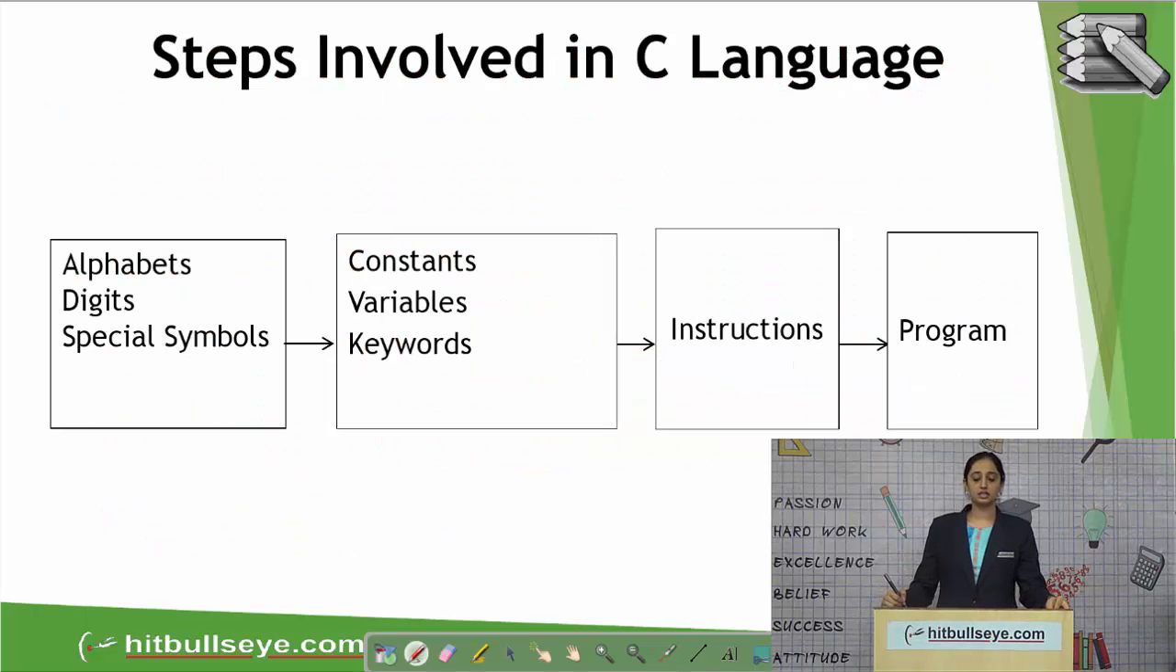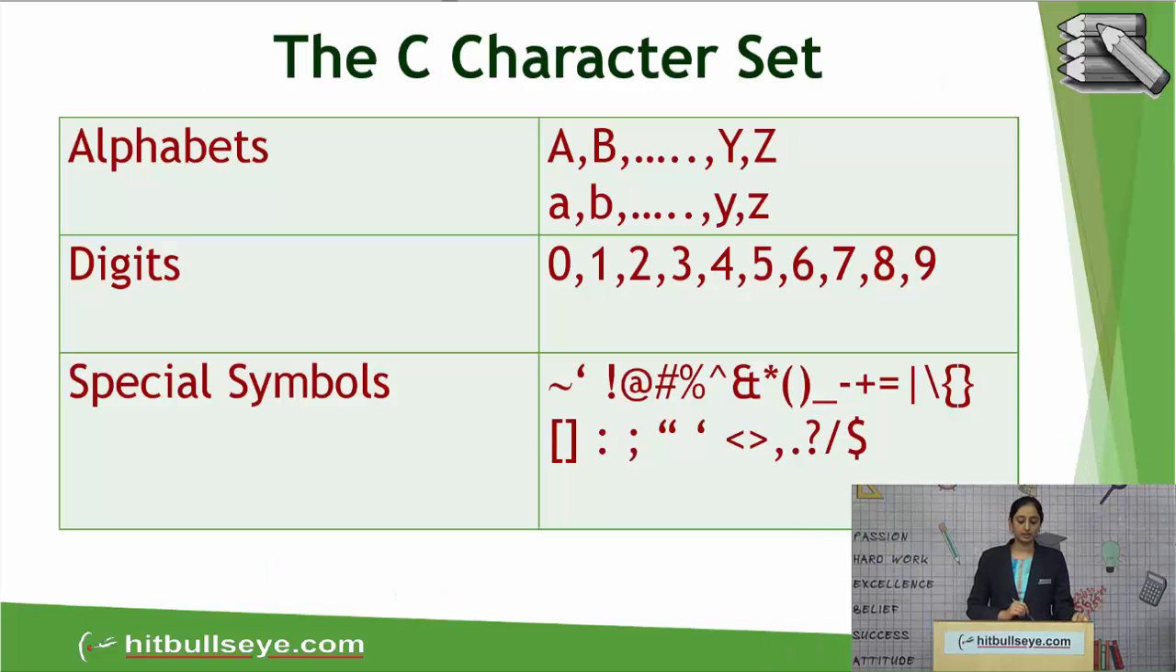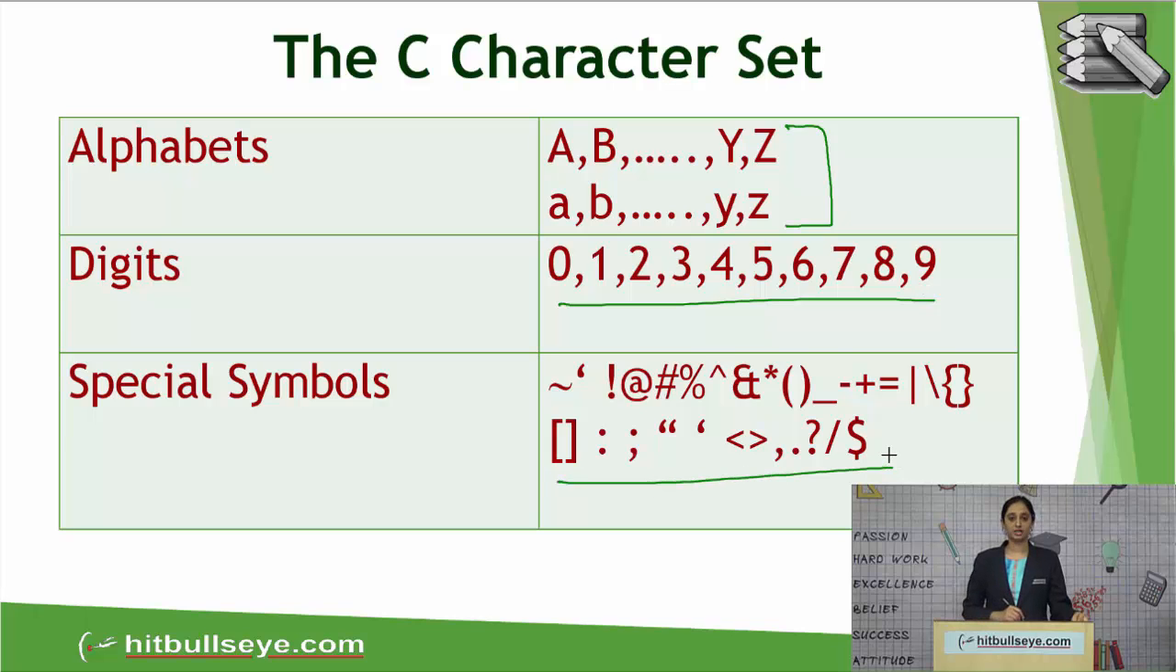So what are the basic steps involved in C language? The basic steps involved in C language are alphabets, digits and special symbols, which are called a character set, and this character set combines to form constants, variables and keywords. Further, the combination of these makes instructions, and a set of instructions forms a final program. So the table contains the character set: these alphabets, digits and special symbols.